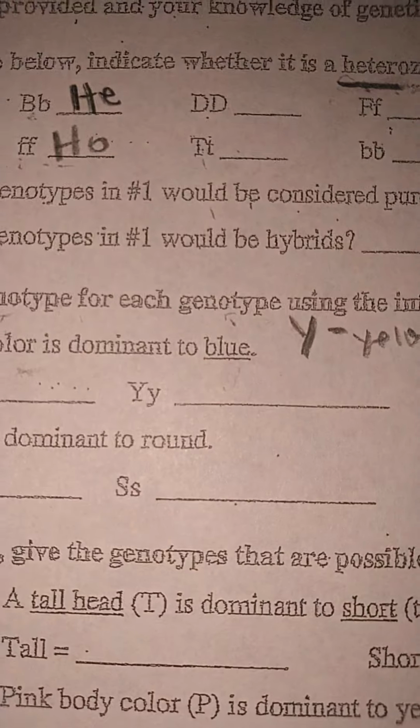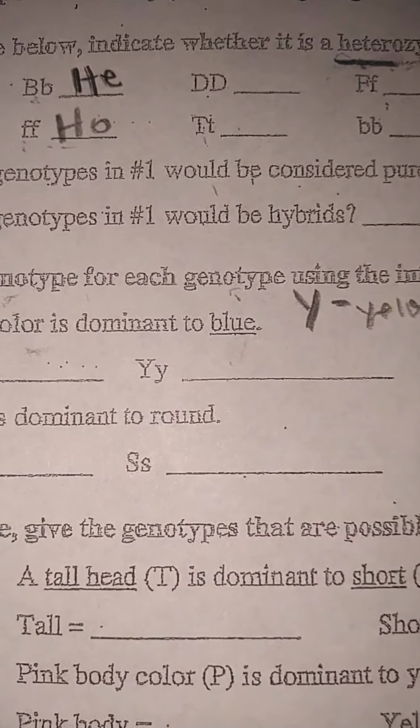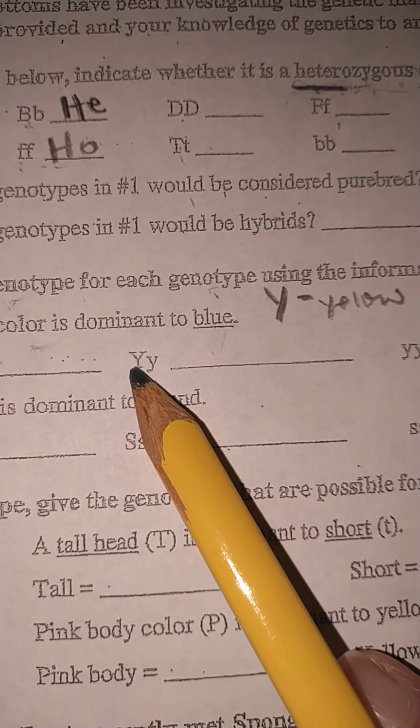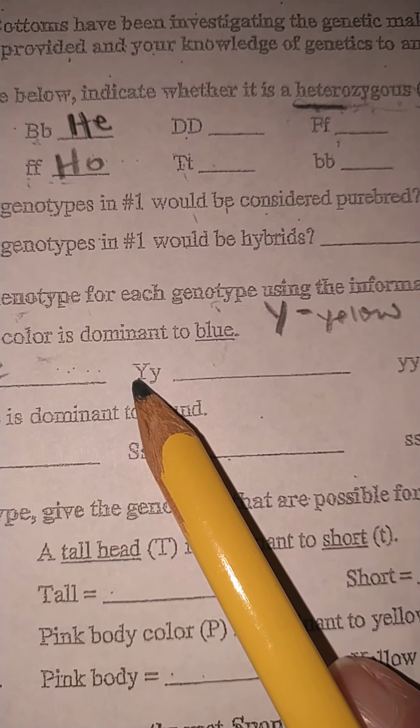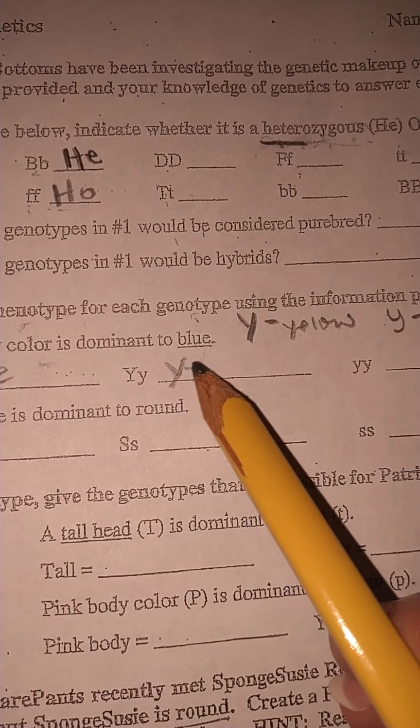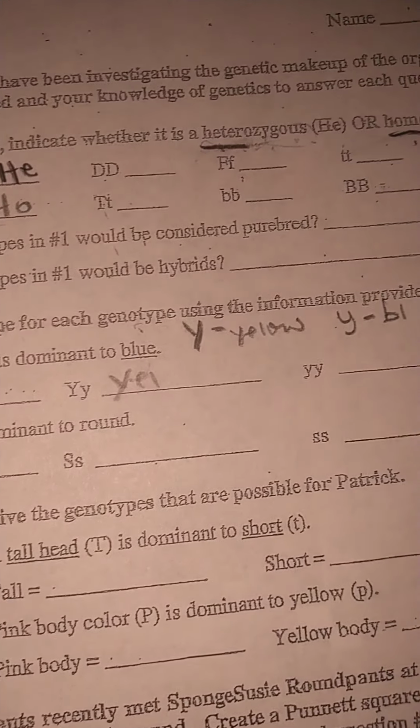Okay, big Y, little y, that's heterozygous. We have 2 different alleles, but as long as that dominant allele is there, it's going to show up. That's why it's called dominant. That dominant is going to show up. So that one would also be yellow. It's heterozygous and shows that dominant yellow trait.